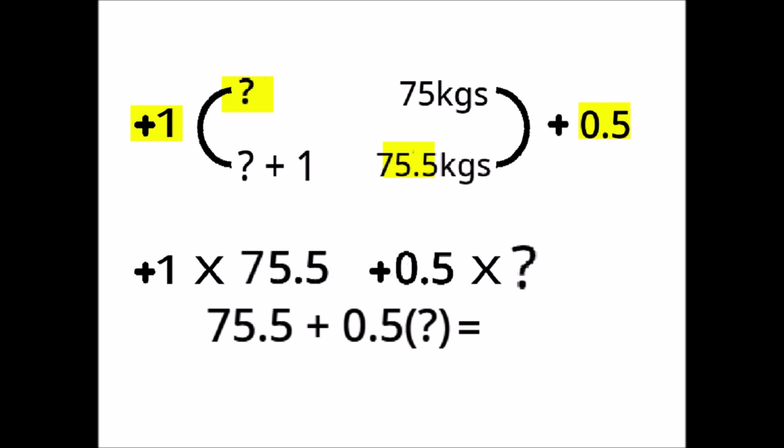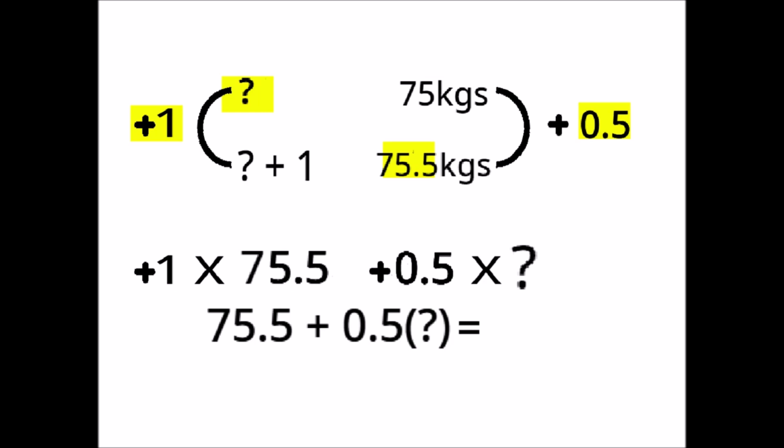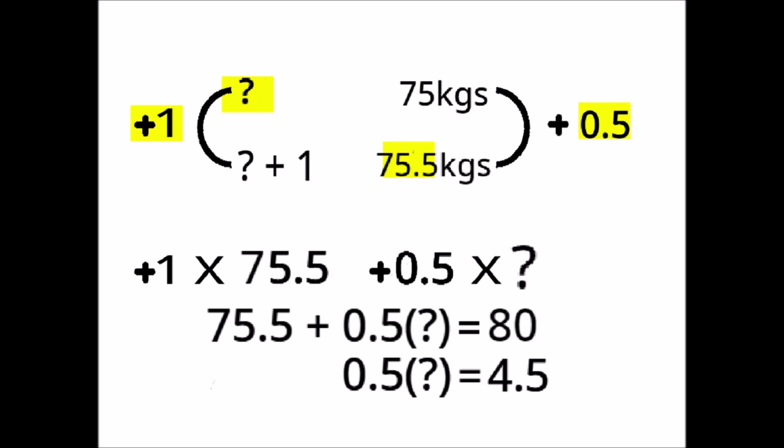Take a look at the question again. The new man weighs 80 kilos. The total change between the two group sizes of men is 80 kilos. So the equation equals to 80. We can go ahead and solve the equation. There were initially 9 men in the group. I hope you are excited about this new method. Let's try another exam question.